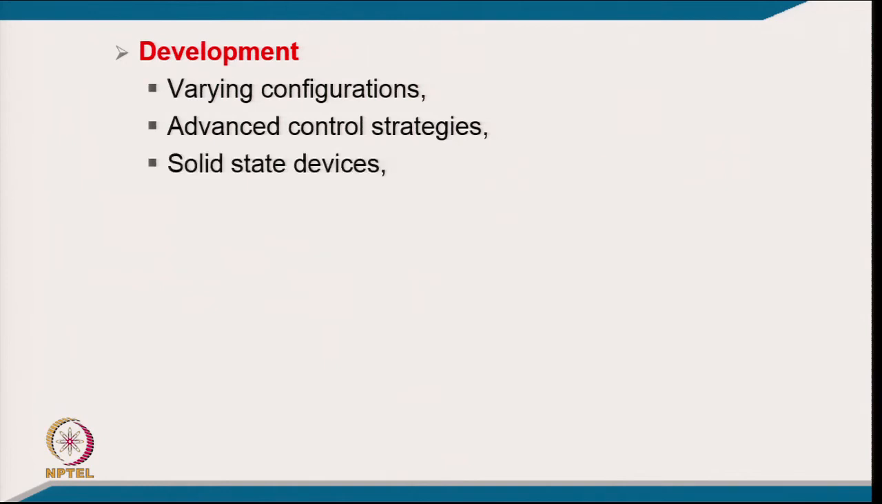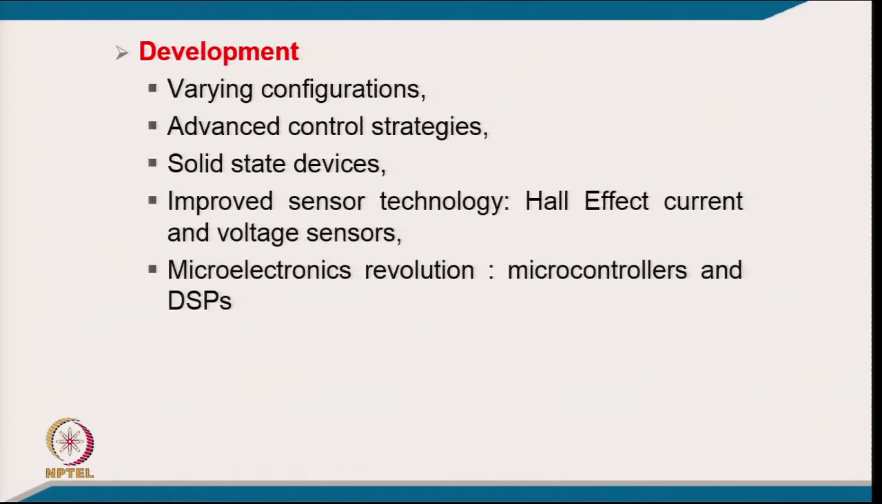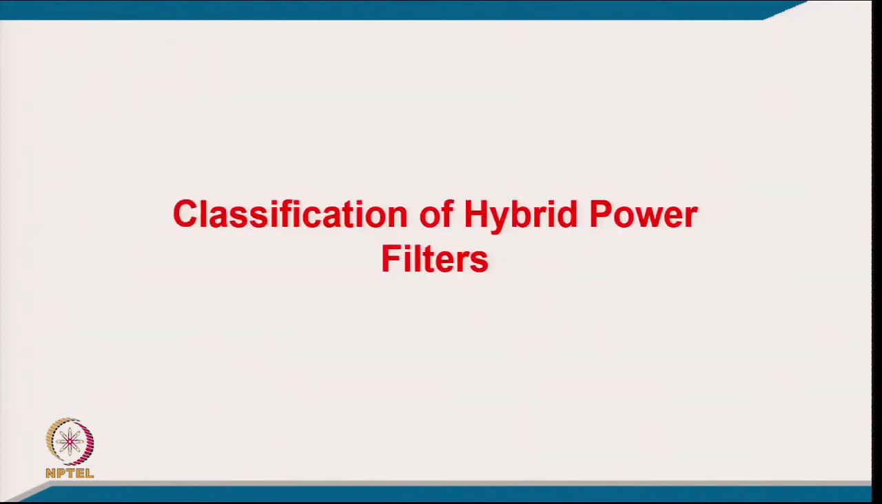And, as far as the development of this hybrid filter is concerned, they are developed in varying configurations. They use advanced control techniques and different solid state devices. They also use advanced sensors like Hall effect voltage and current sensors, and they use microcontrollers and DSPs to implement the control algorithm. These are typical Hall effect current sensors, and this is the kind of DSP board on which these algorithms are implemented through proper software, with feedback.